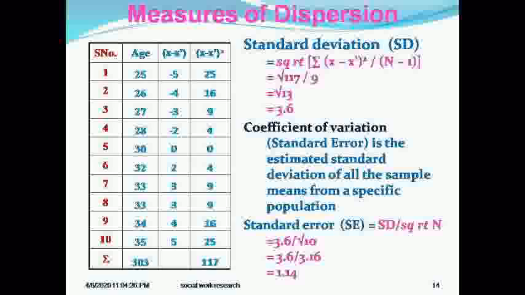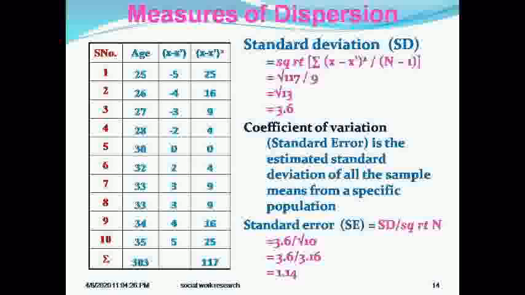There is one formula, square root of sigma x minus x dash square divided by n minus 1, which means square root of the squared differences of all the observations from the mean divided by the total observations minus 1. So applying this formula in this example, we can find that the mean is 30. Even if it is 30.3, we just take 30 for convenience.